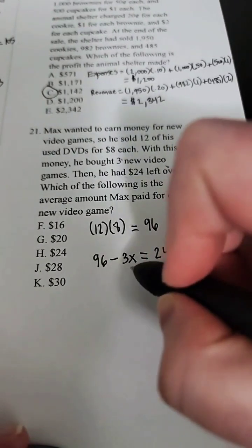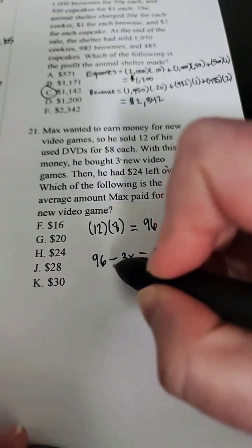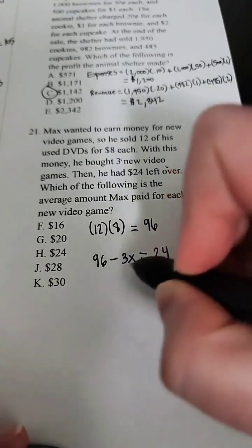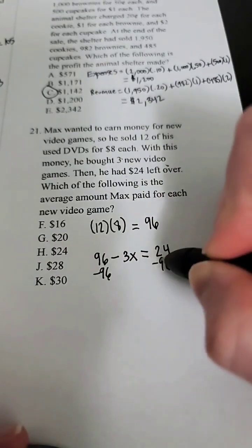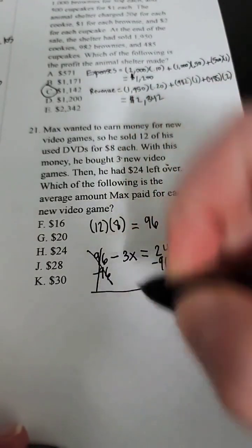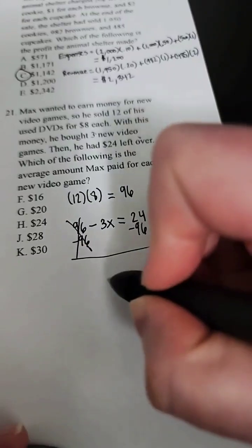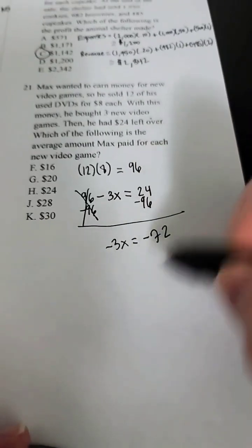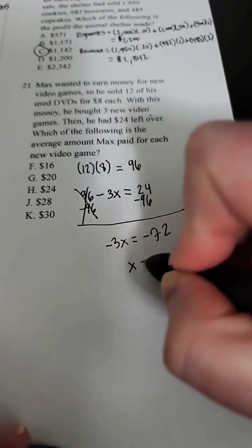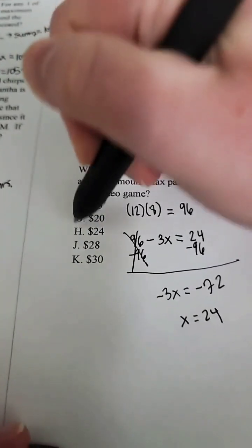You could either subtract 24 and add 3x to the other side, or you could just subtract 96. I'm going to just subtract 96 from each side. Then you would have that negative 3x is equal to negative 72. And then you would just divide by negative 3, and you would get that x is equal to 24. So it would be H.